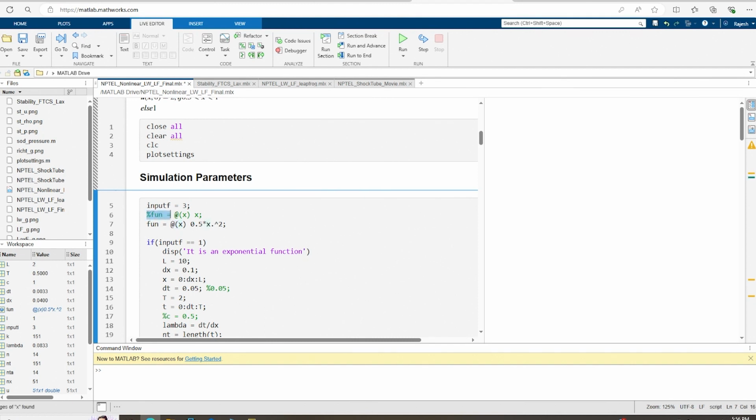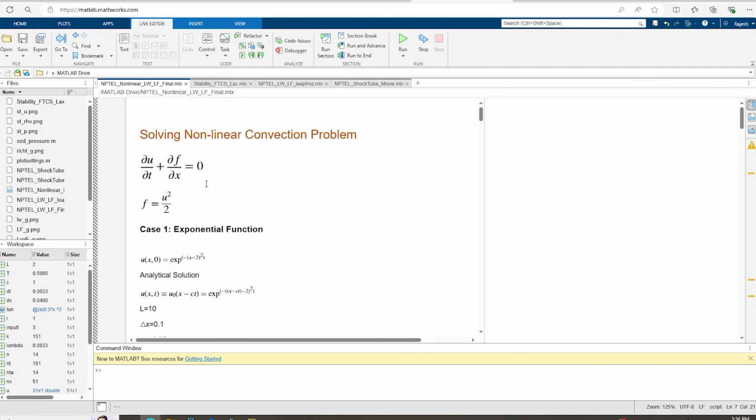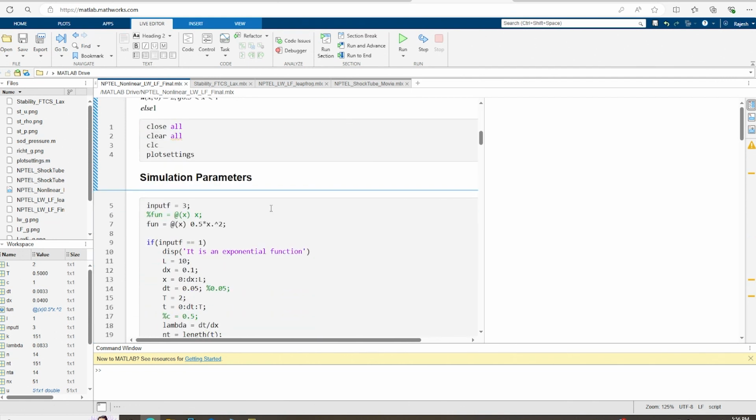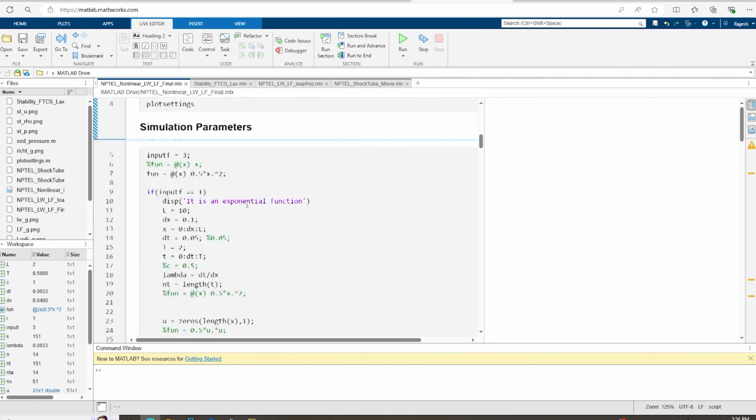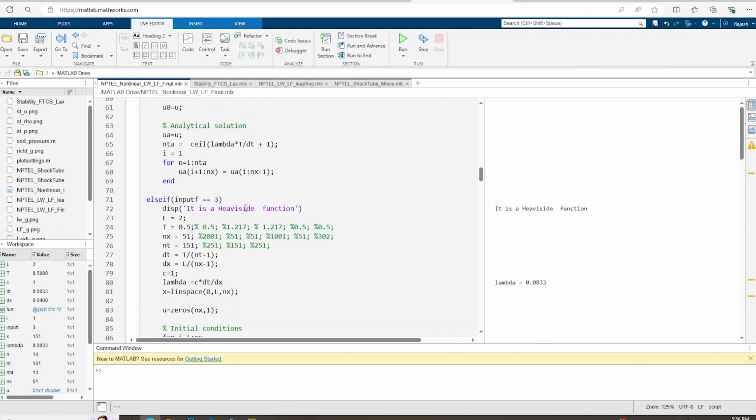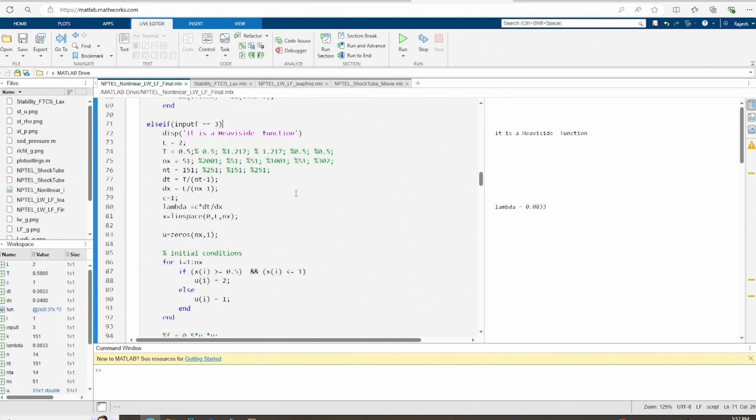If it is a linear problem, for example, this is just x, that means your convection speed is 1, and the problem being solved is del u by del t plus del u by del x equal to 0. And if you are solving the nonlinear convection problem, this becomes 0.5 x square, that is, if x is equal to u, half u square. So, let us start one by one.